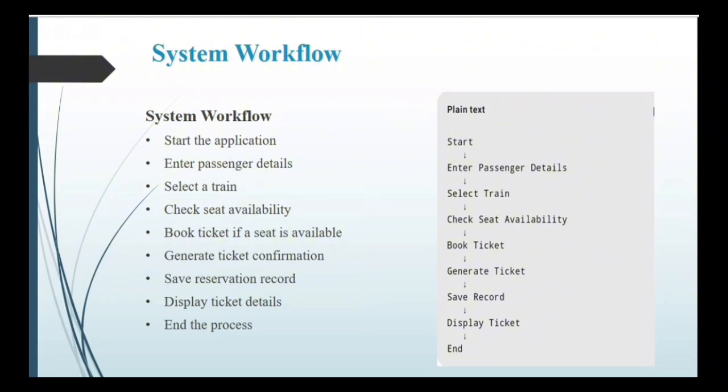After that, the system checks seat availability. If seats are available, the ticket is successfully booked. Then the system generates the ticket and saves all booking information. Finally, the confirmed ticket is displayed to the user.